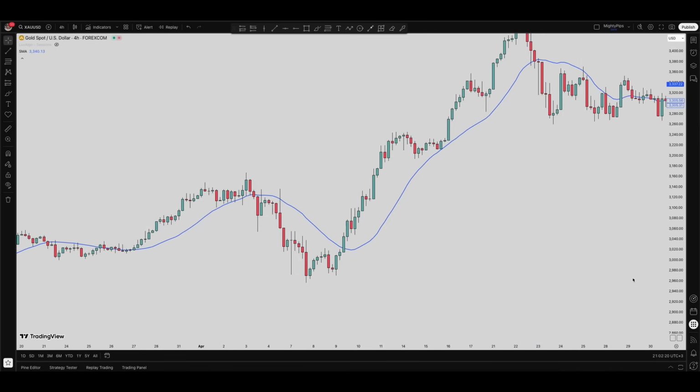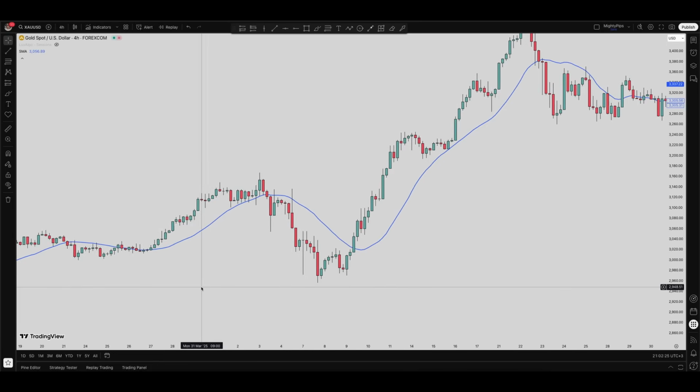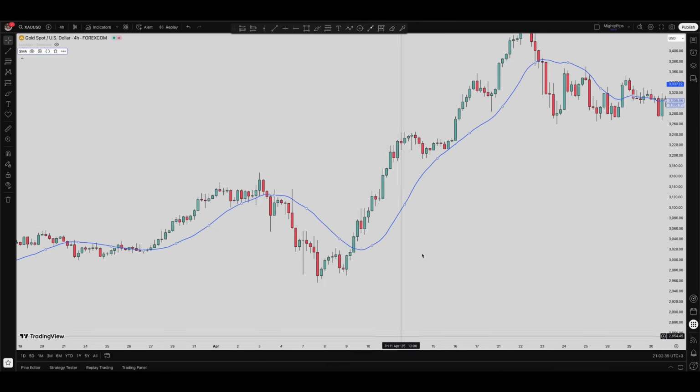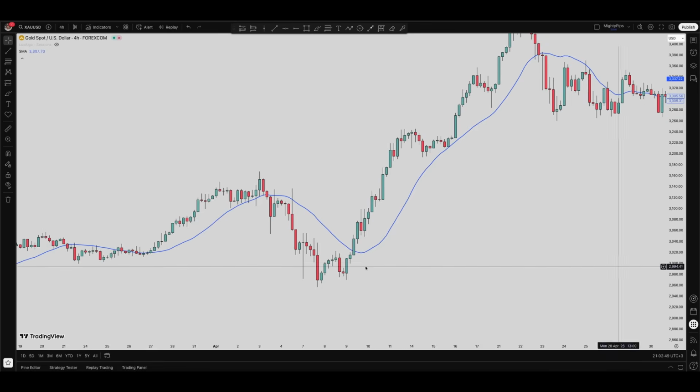So let's get started. So how do I find entries? To find entries, I simply look at market structure in combination with a 20-period moving average. This moving average is a 20-period moving average, as you guys can see right here. Now, the moving average is to help us to know where the direction of the market is currently going. It helps us to measure the average price of 20 candles on this time frame right here.